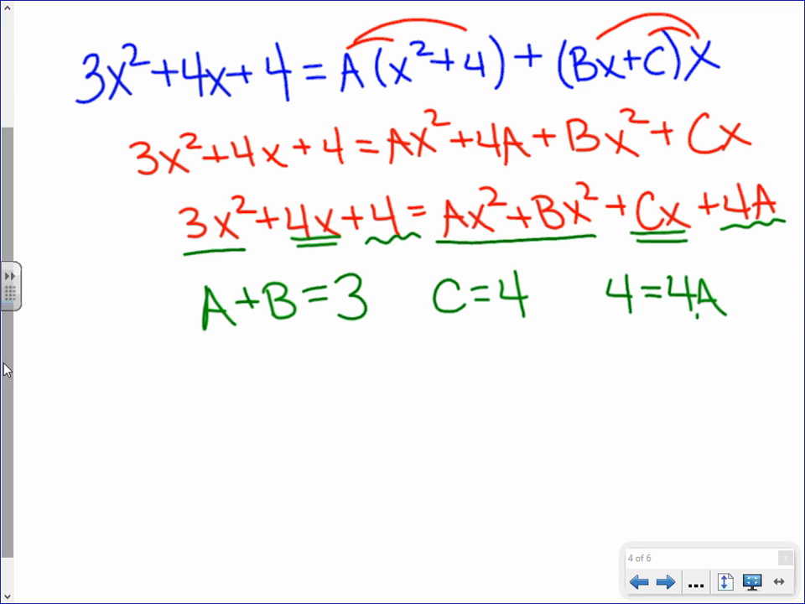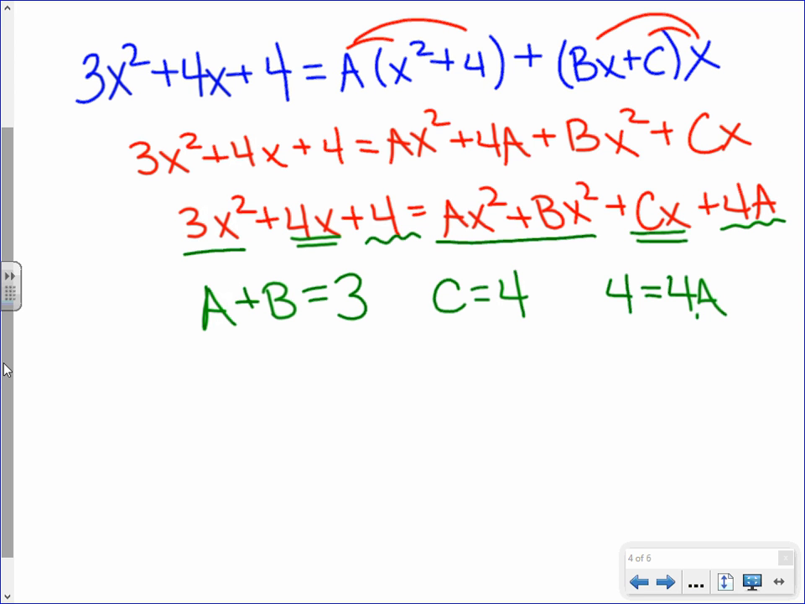Okay, if this was like... And technically we still kind of have a system of equations, but if you have lots of terms, you could have a system of equations here, okay? So you might have 3 variables and 3 equations that you would have to solve.